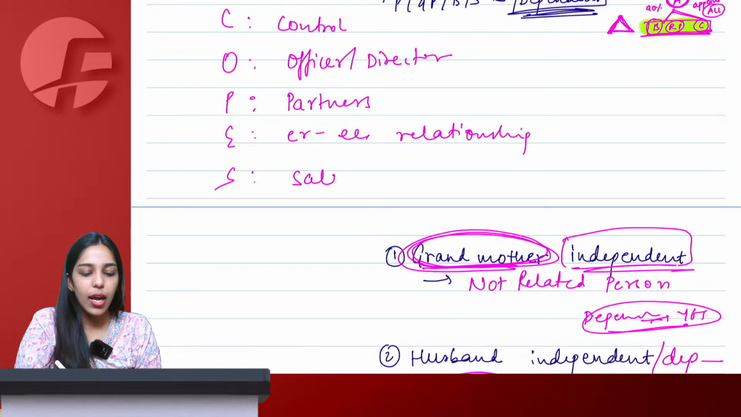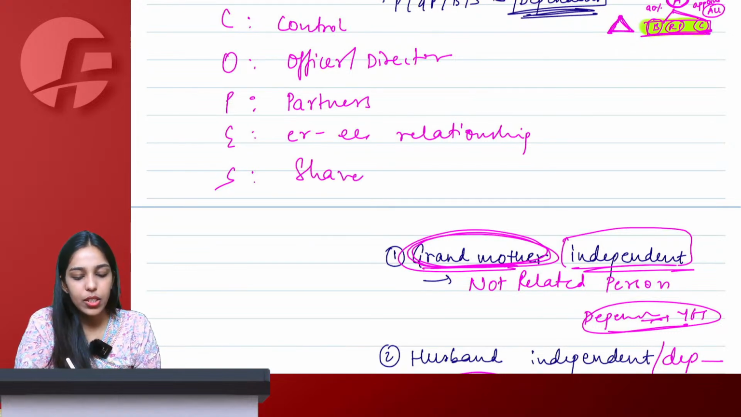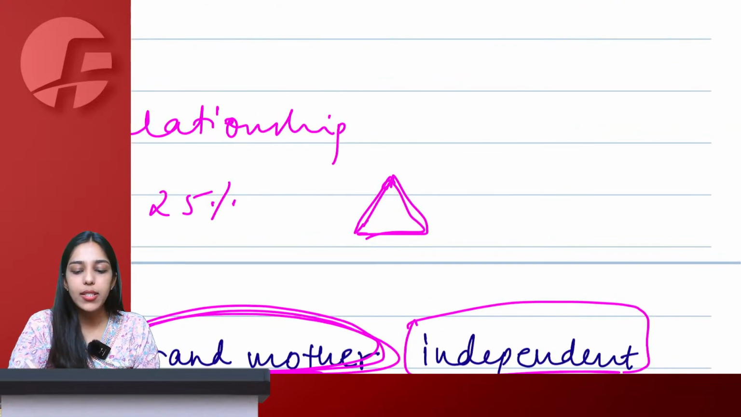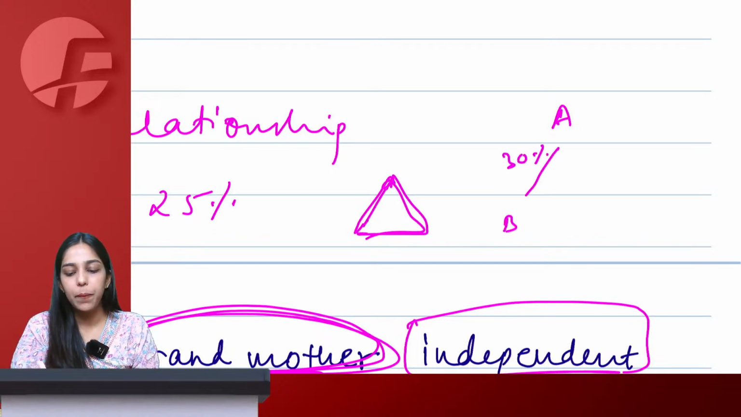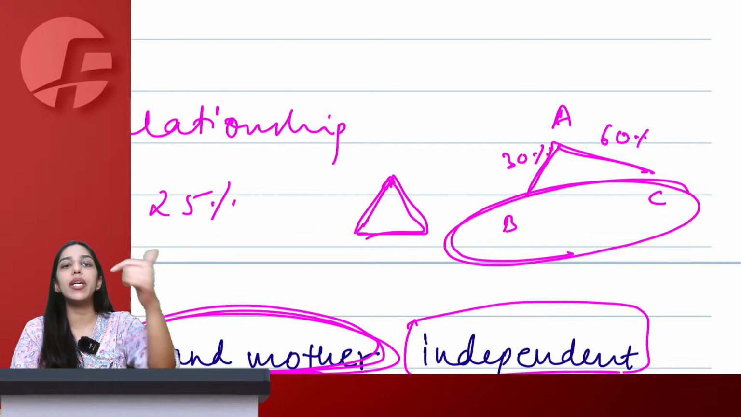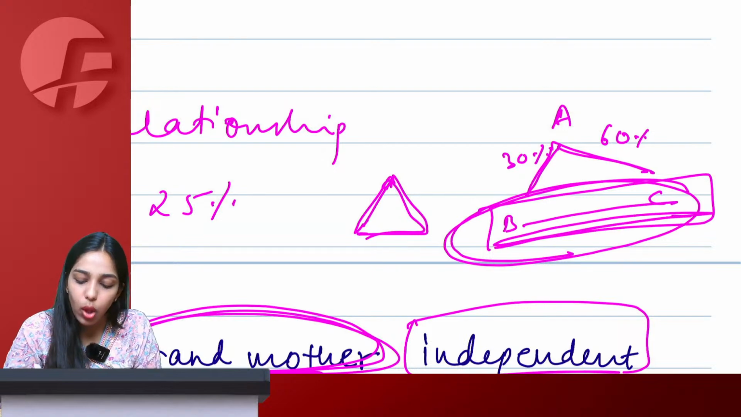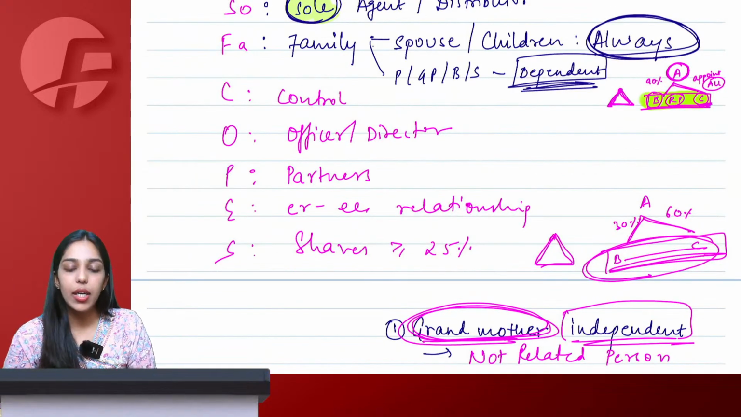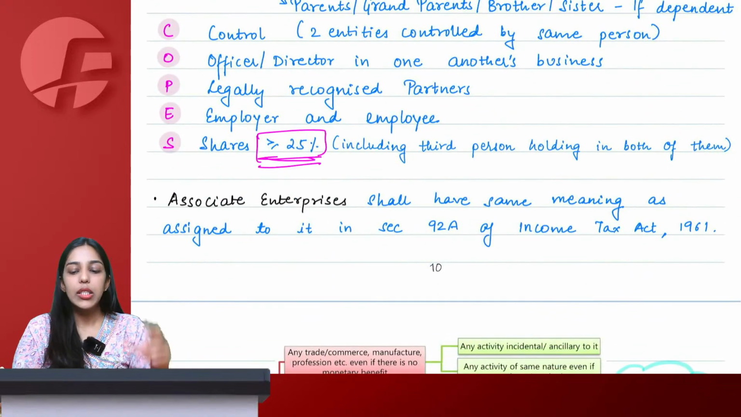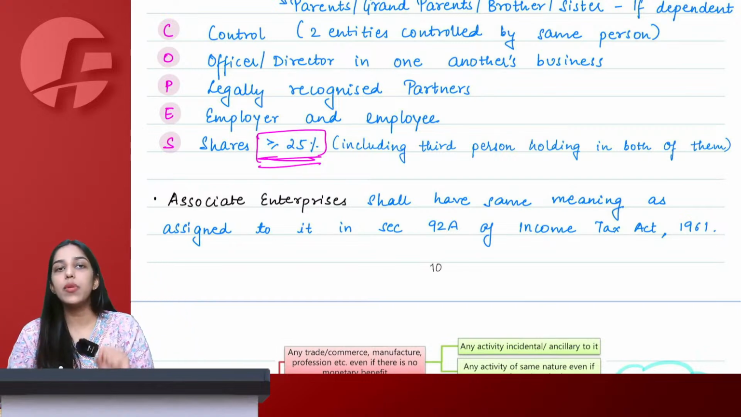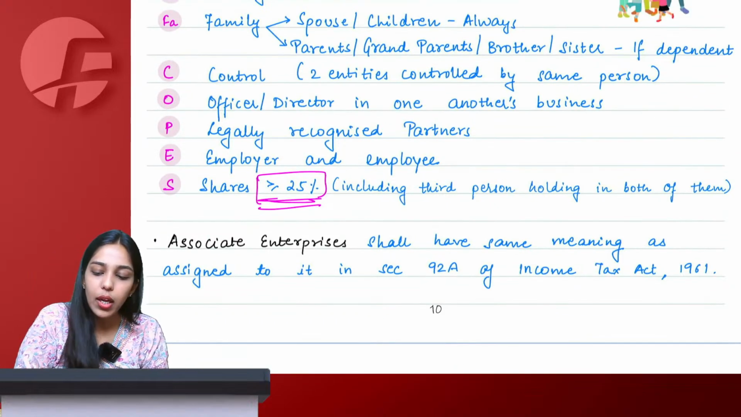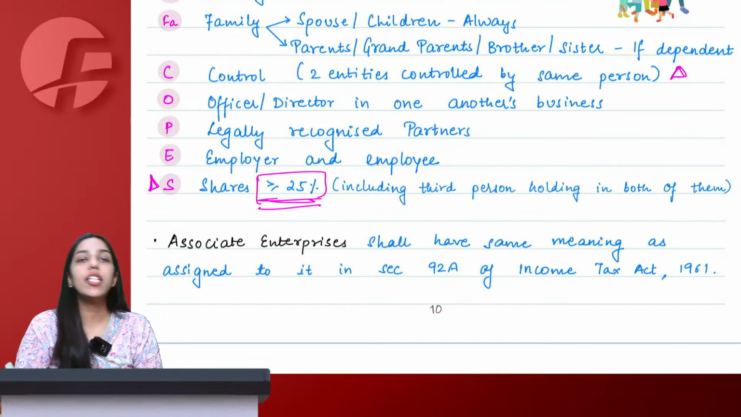And last, S is shares. Shares greater than or equal to 25%. Again the triangle applies here also. So let's say A is holding 30% shares in B. A is holding 60% shares in C. Then AB, AC are related, yes, because of more than or equal to 25% shares. But B and C will also automatically be considered related persons. So when I say shares more than or equal to 25%, this will also include a third person holding in both of them. So the triangle that we understand in control will also be applicable here when we study shares.